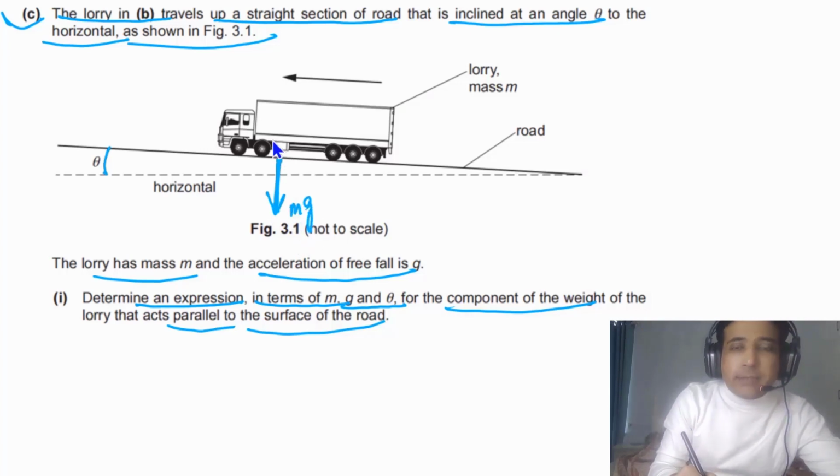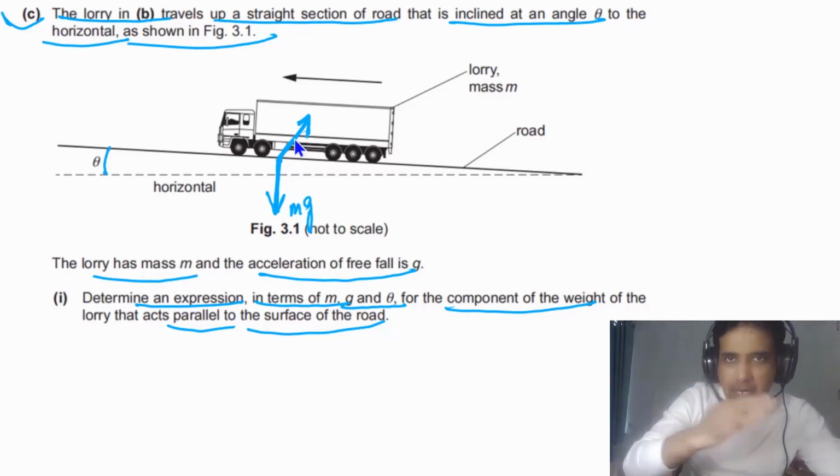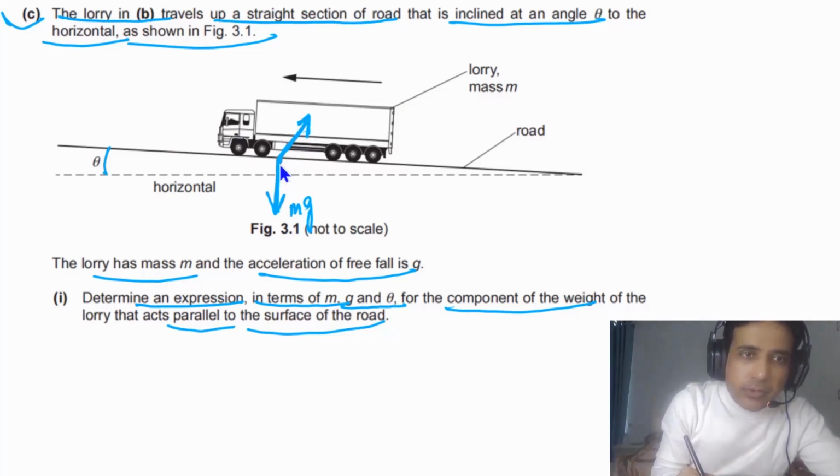As this lorry is not moving up and down, it means there is a force acting up here. So there is a normal reaction force. As this lorry is not moving up and down, there is a component of the weight that is acting opposite to that contact force. So here is a component of weight here, and there is also a component of the weight that is acting opposite to the direction of motion of this lorry.